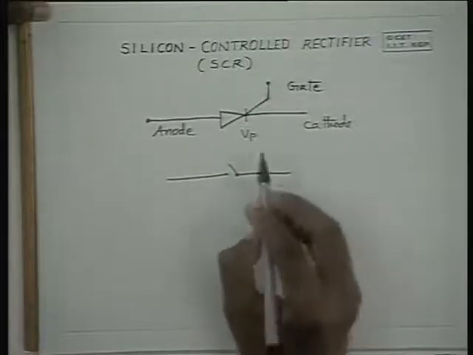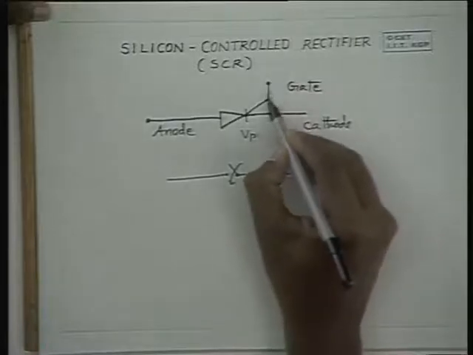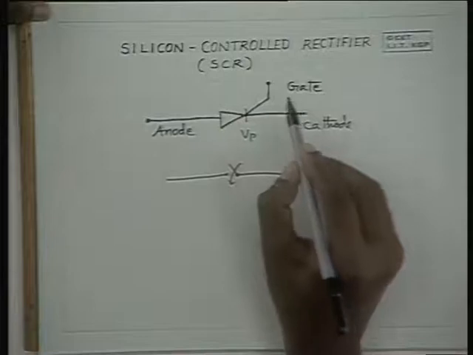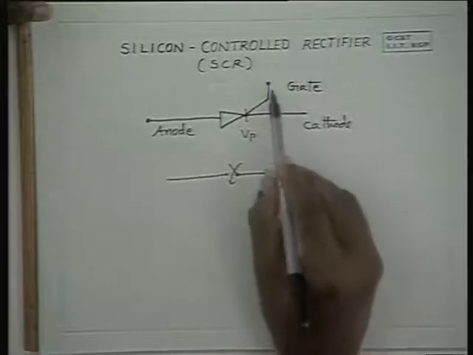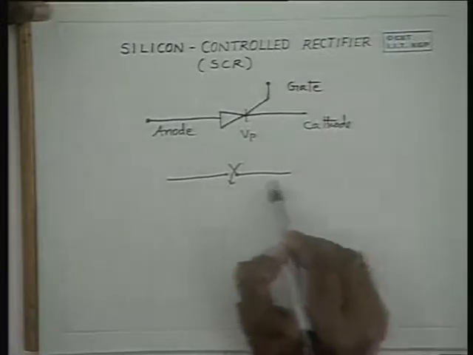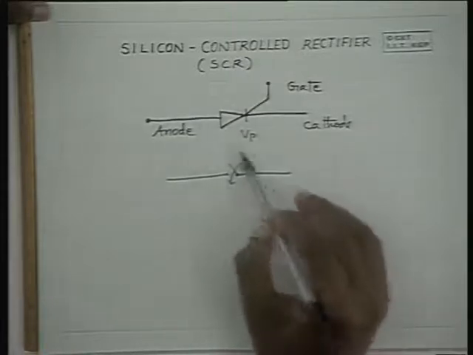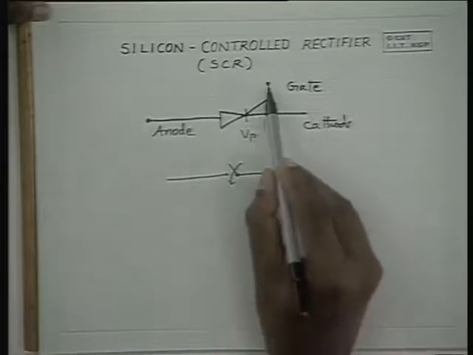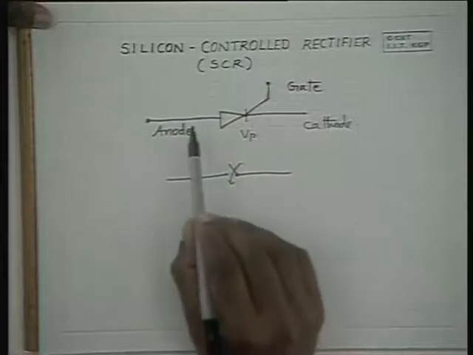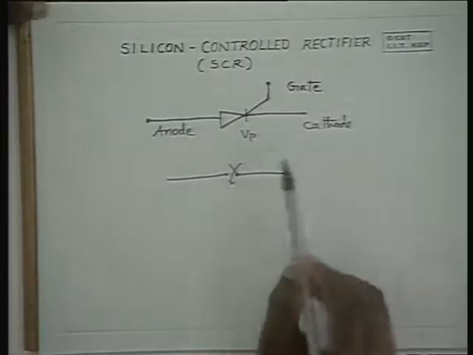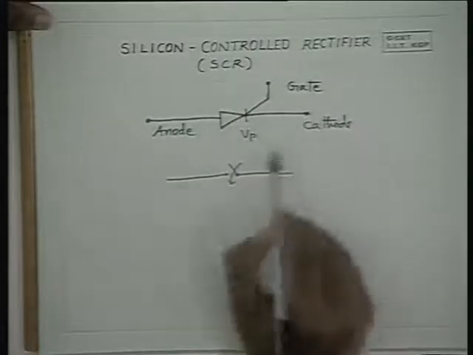So the SCR acts like a switch, and this can be closed by applying a small positive pulse at the gate. Once the positive pulse is applied, it acts like a short circuit, and even if the positive pulse is removed, it remains like a short circuit. That means it can be used as a switch which can be controlled by a small gate potential. So that's how an SCR functions, and the circuit symbol for an SCR is as given here.